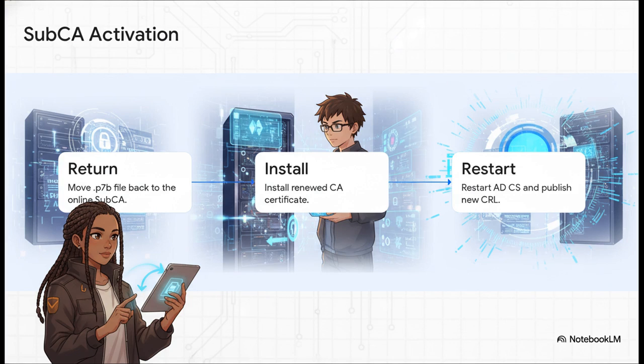Open up the console, install the CA certificate, and then this part is key: restart the Certificate Services service. Doing this binds the new cryptographic context to your active engine. Once it spins back up, immediately publish a fresh CRL and make sure it propagates to Active Directory. Congrats, you've successfully crossed the air gap. But wait, we aren't totally out of the woods just yet.